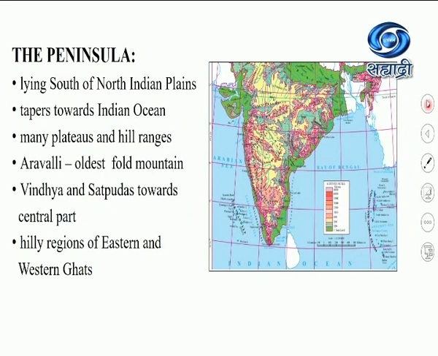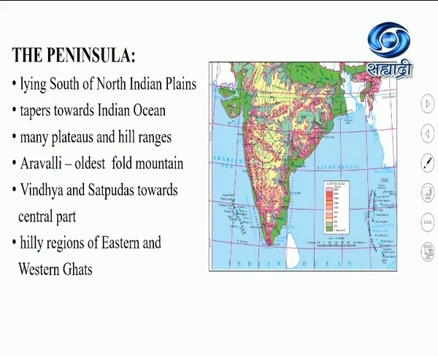Coming to another very important physiographic region, that is the peninsula. Now here you can see the Indian peninsula, it is somewhat V-shaped. So this lies to the south of the North Indian Plain. So towards the southern part of the North Indian Plain lies the Indian Peninsula. It tapers towards the Indian Ocean. Tapers towards means it becomes narrow, and it narrows towards the Indian Ocean.